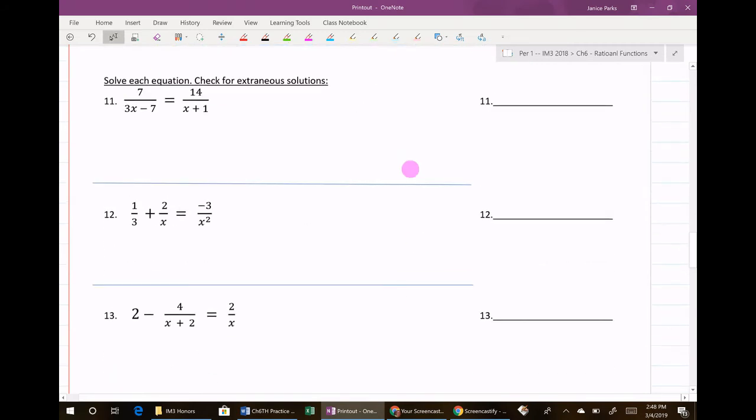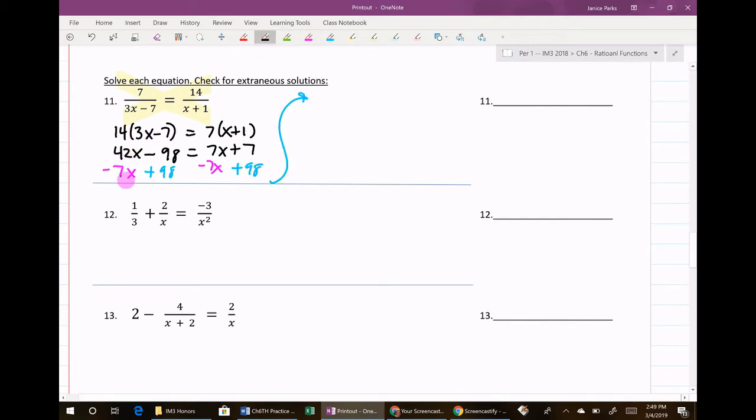These ones are the equations. So we're going to solve an equation. You're going to get an answer for x. So for a proportion, you can cross multiply. So it's going to give me 14 times 3x minus 7 is equal to 7 times x plus 1. That's 42x minus 98 is equal to 7x plus 7. I'm going to go ahead and subtract 7x and add 98.